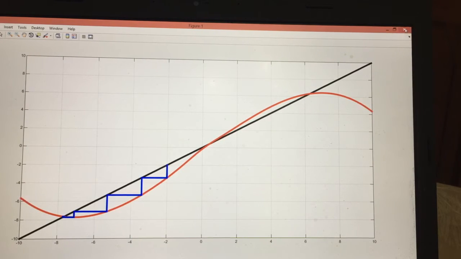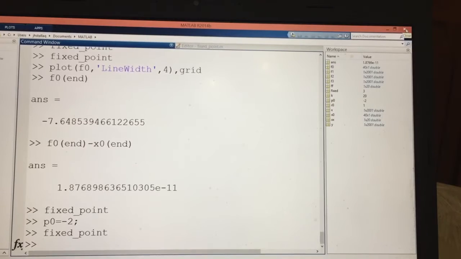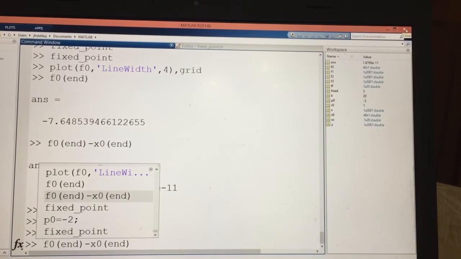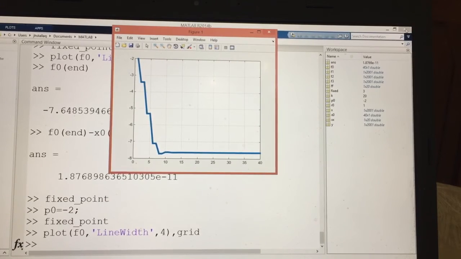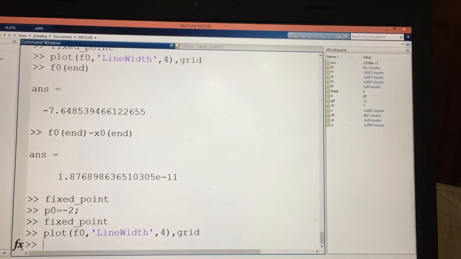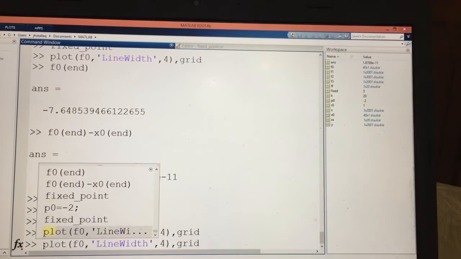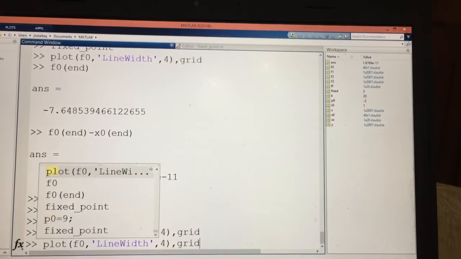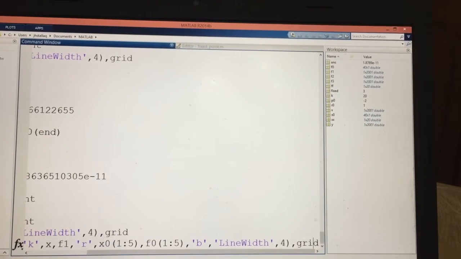Okay, let's look at the convergence. That's the convergence characteristic. We now know f1, f2, and f3. Let's plot them and see how they behave. This is f1.